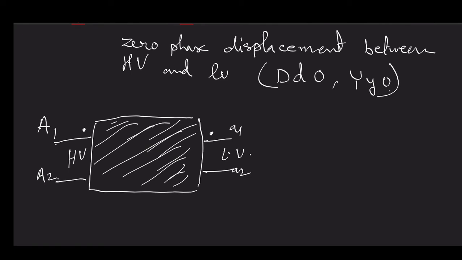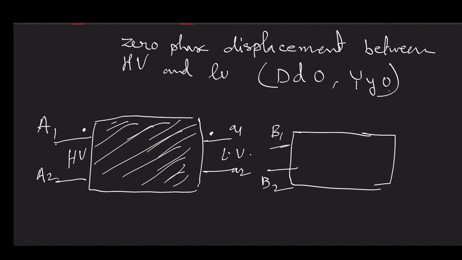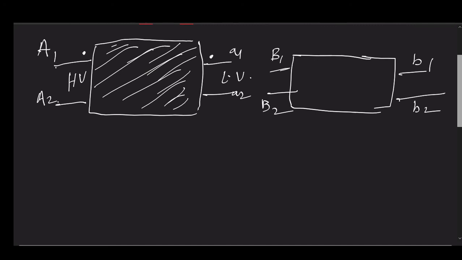Similarly, for transformer B, you will have B1, B2, small b1, small b2. Similarly, for transformer C, you will have the same. This is the first step, that is why I am drawing the individual transformers. After that, I will not draw it in this way.